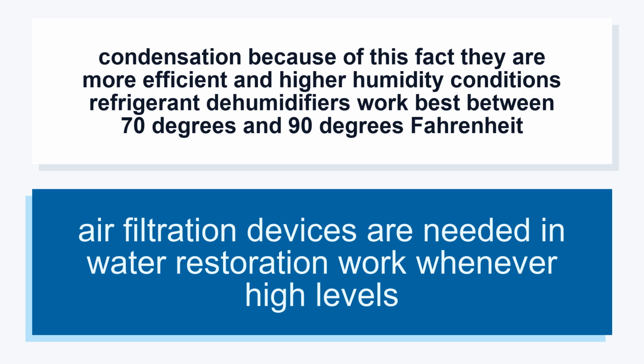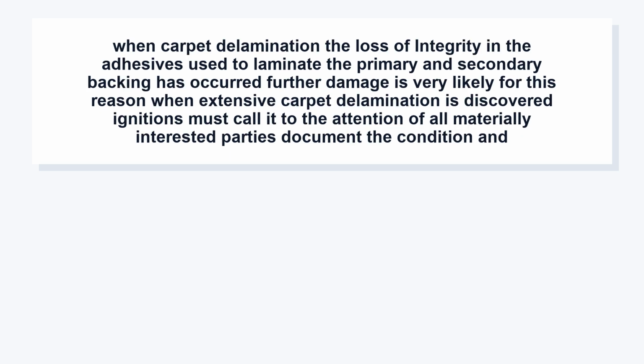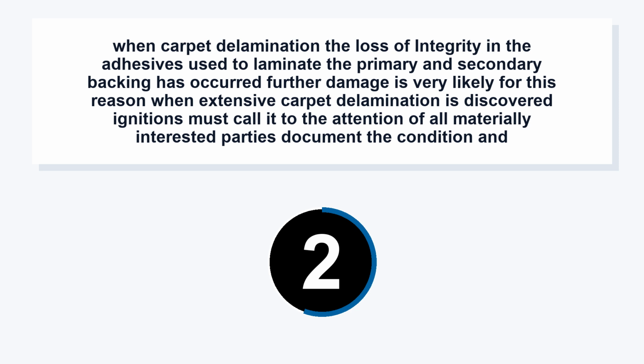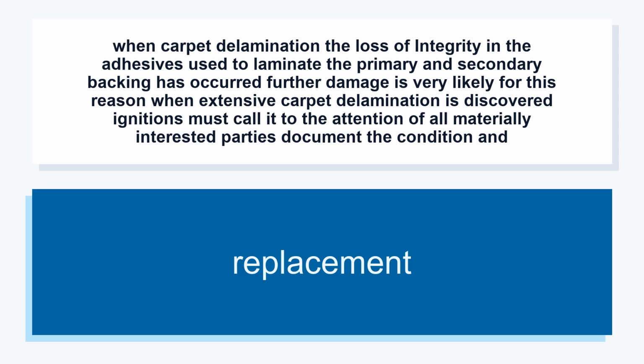Air filtration devices are needed in water restoration work whenever high levels. When carpet delamination, the loss of integrity in the adhesives used to laminate the primary and secondary backing has occurred, further damage is very likely. For this reason, when extensive carpet delamination is discovered, restorers must call it to the attention of all materially interested parties. Document the condition and replacement.